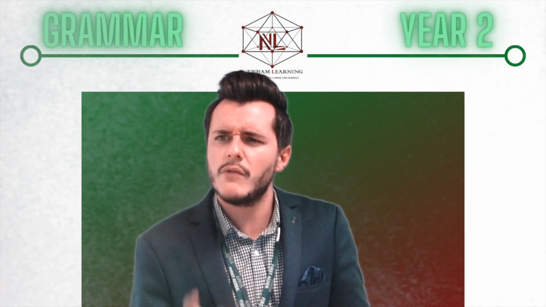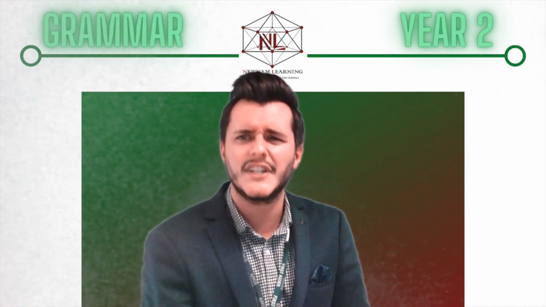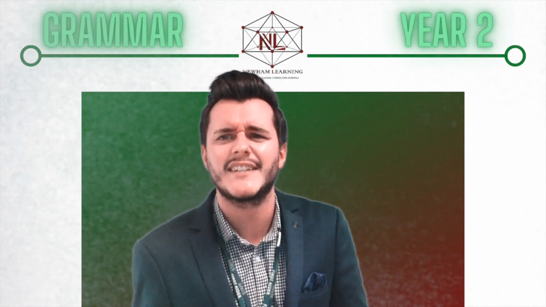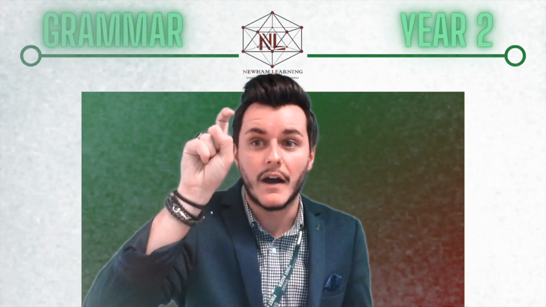Let's try this the other way around now. Let's squeeze she and will together and see what letters we can take out to make the contraction she'll. Cut out as many letters from the word will to make it as short as you can. How do you show the letters W and I are missing? You're right, it's an apostrophe.